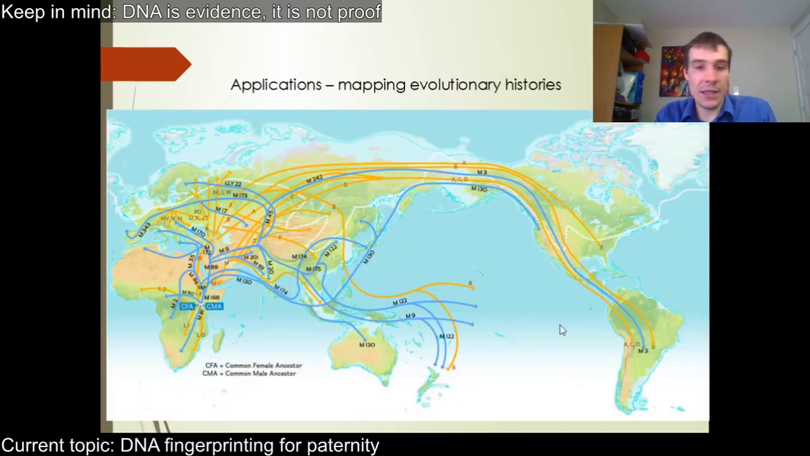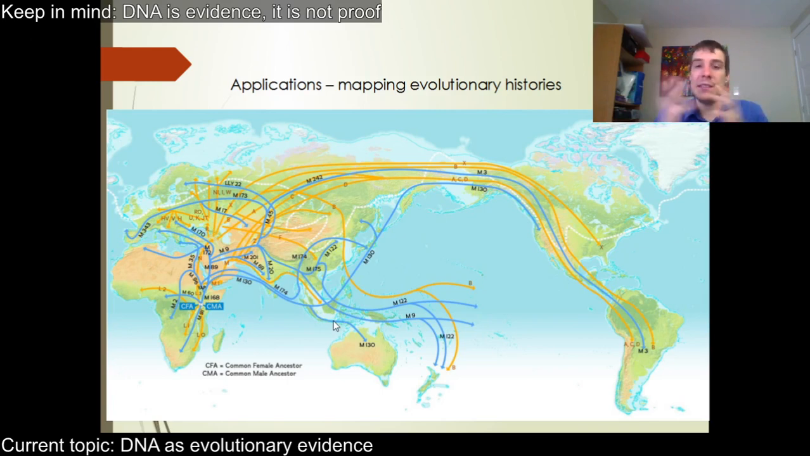All right, now the last piece. This is the last part of this lesson, and that's DNA as evolutionary evidence. And hey, we get to keep the same keep in mind up there: that DNA is evidence, but it's not proof. So what these are, they're called haplotypes.